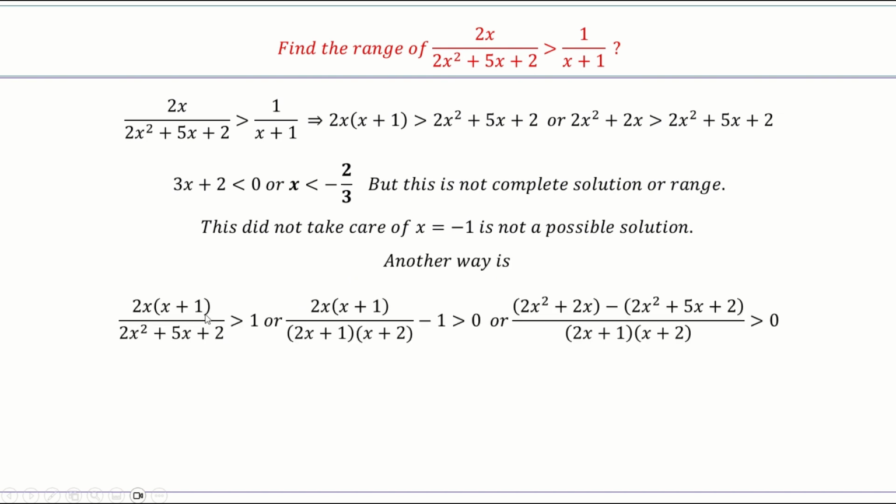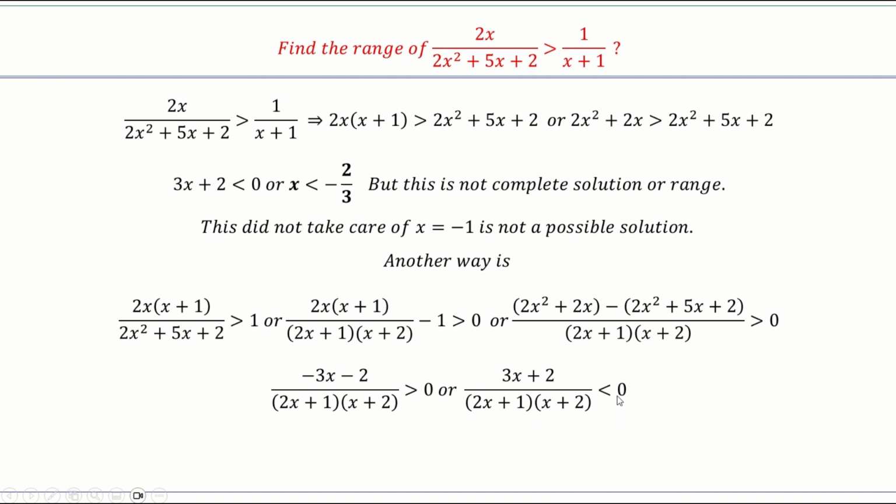So another way is you may try to do it this way. 2x over x + 1, I took x + 1 to the other side, greater than 1, and I took 1 here, so it will become minus 1. So I take the LCM and do this. Now this is what I get. So this is my final inequality.